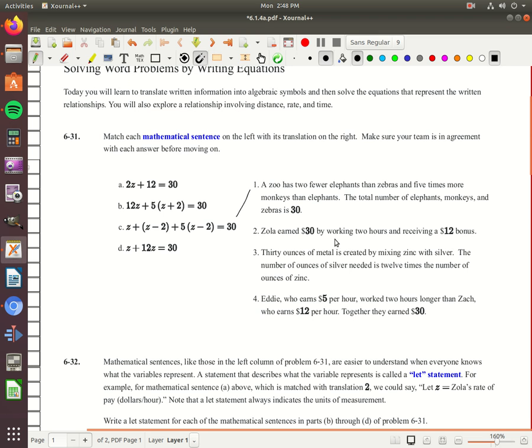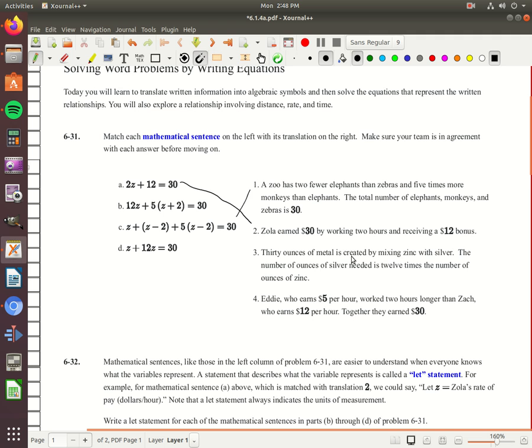Zola earns $30 by working 2 hours and receiving a $12 bonus. So she earns $30 by working 2 hours and receiving a $12 bonus. So here's 2 hours, and our $12 bonus. So I think A and 2 go together.